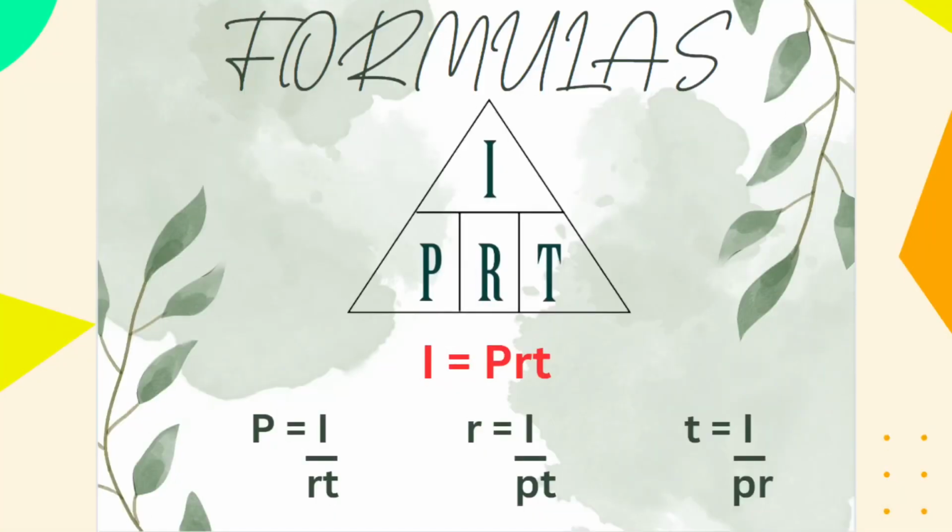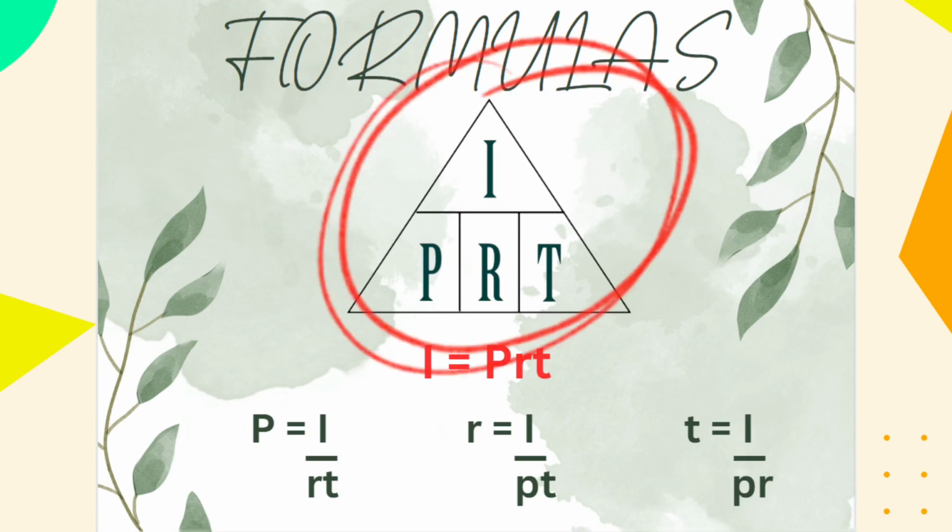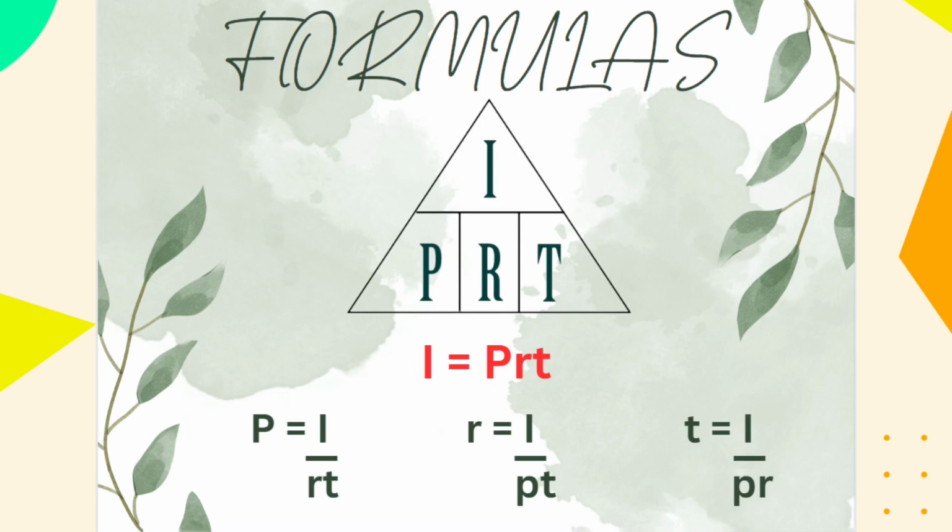So now we will discuss the formulas. As you can see, there is a triangle there which indicates I over PRT. I stands for interest, P stands for principal, R stands for rate, and T stands for time. Our first formula is the interest. It means interest equals PRT.